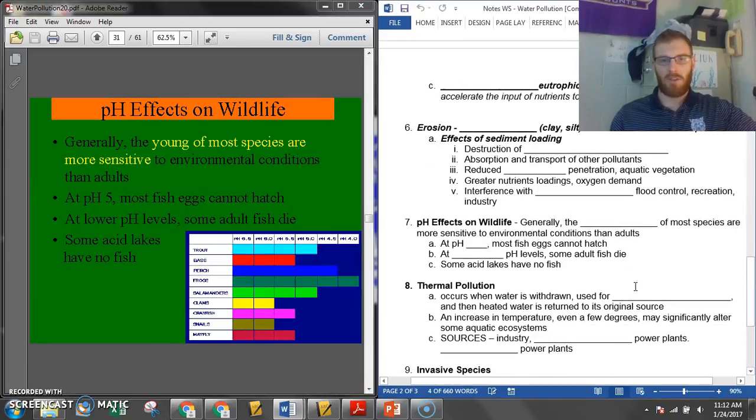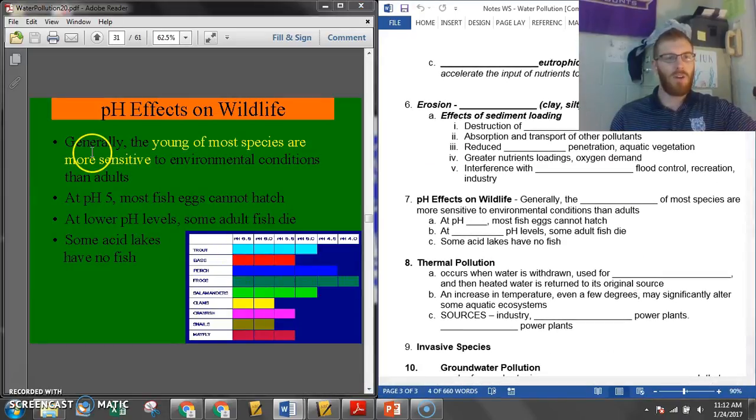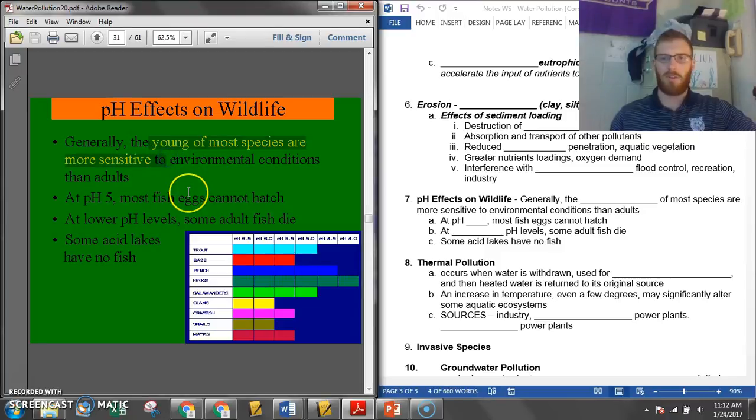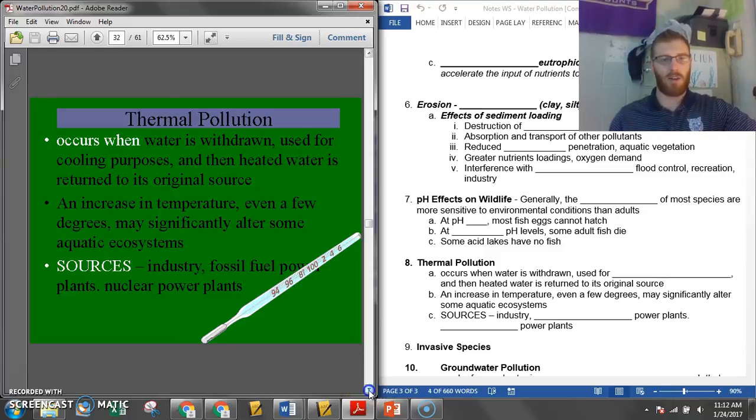All right, we're getting into pH here. Generally, the young of most species are more sensitive to pH and environmental conditions, and that goes for humans as well. Generally, you see diseases affecting the young versus the old more so than they would a healthy adult, and that goes for most other organisms as well. Young and very old of these species are more affected than middle, but you can see how pH, or the acidity or basicity of something, can affect how it lives. You can read that there.